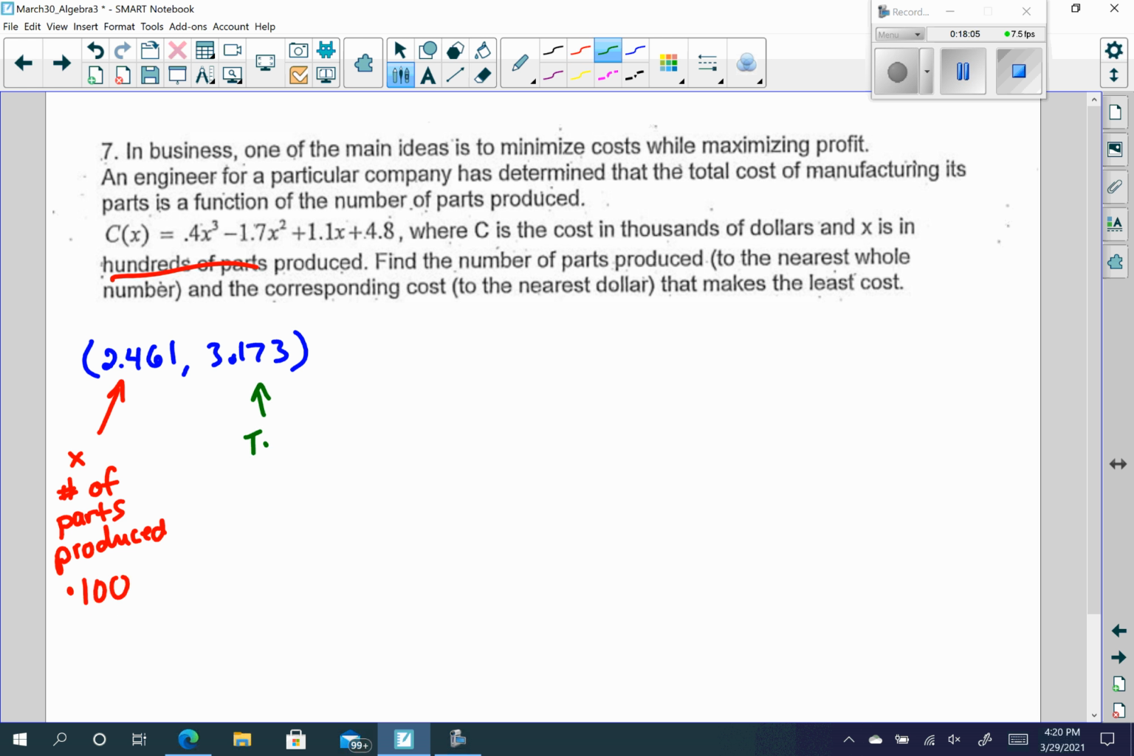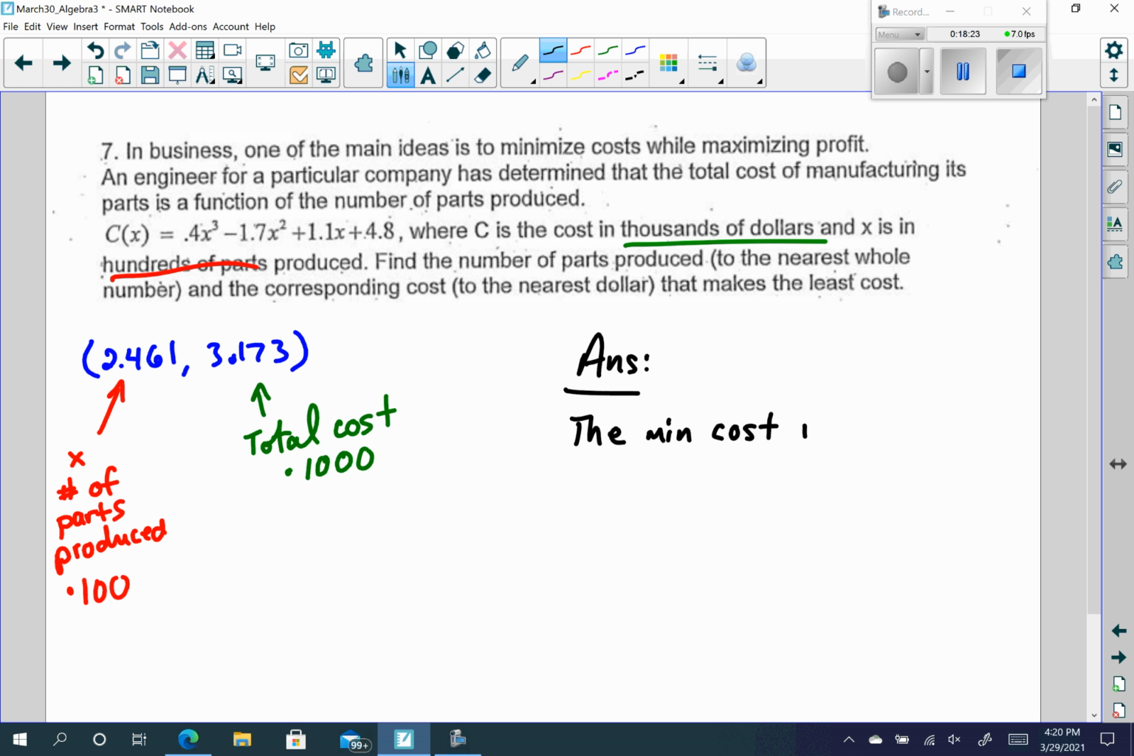This value is the total cost, but we need to multiply it by 1,000 because it's in the thousands of dollars. So this is how we answer our question. So this is the answer. The minimum cost, or the least cost, is, if I multiply this by 1,000, we're getting $3,173 when, now if we multiply by 100, we're only moving our decimal point over twice, and that's okay because it says to the nearest whole number for the number of parts produced. So that would be 246 parts are produced. That's it.